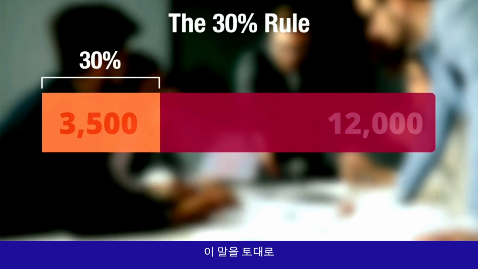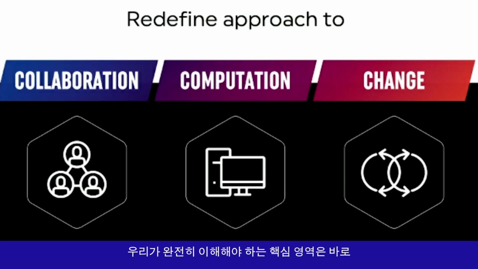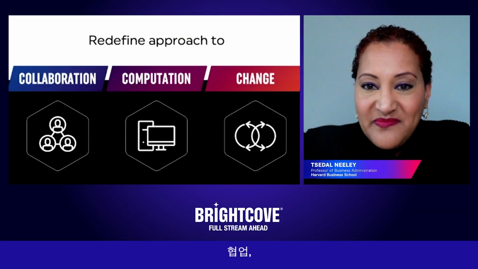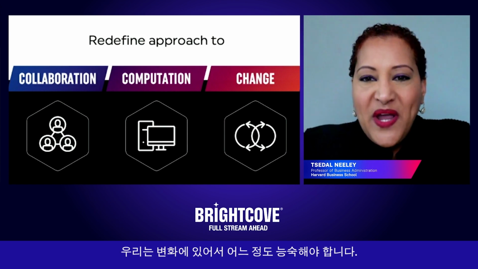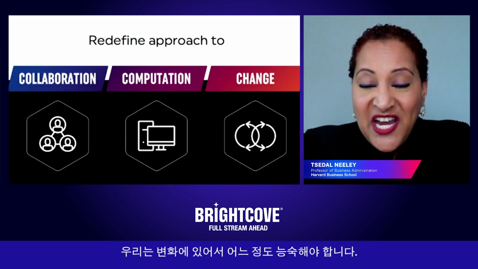So if you think about this, what the conclusion was with linguists who talked about literacy in a global environment, and now we're talking about the language of data and technology in a digital environment, we only need 30% fluency of key areas. And the key areas that we need to fully understand are in the areas of collaboration, computation, yes, computation, and change. We have to have some fluency in change management.